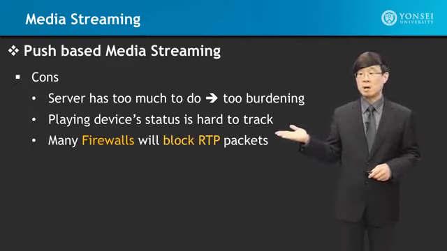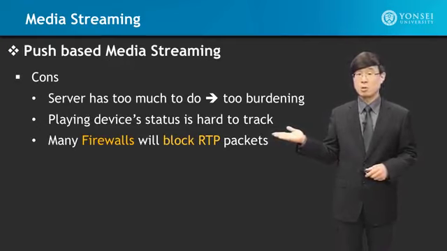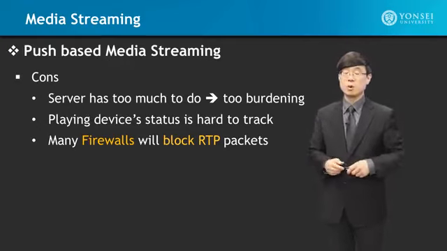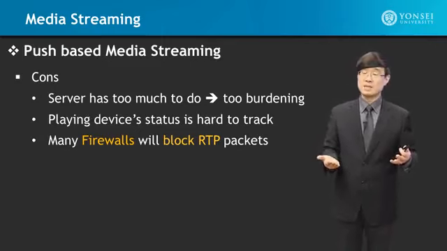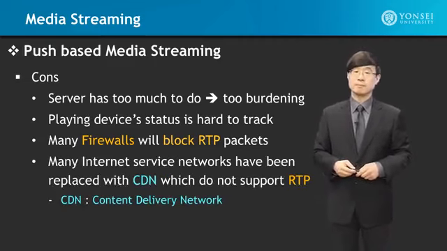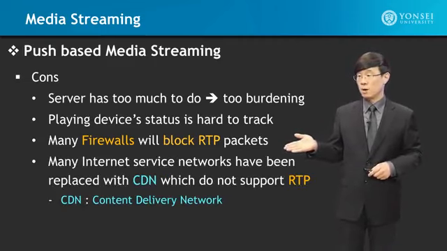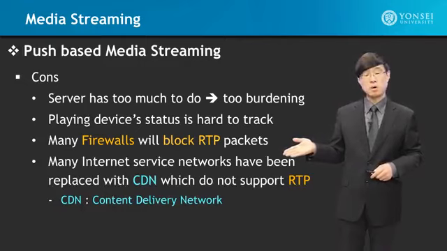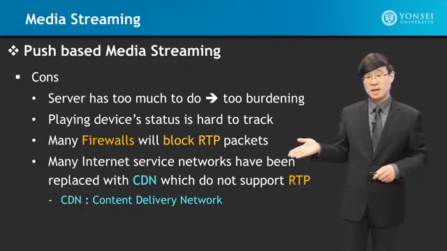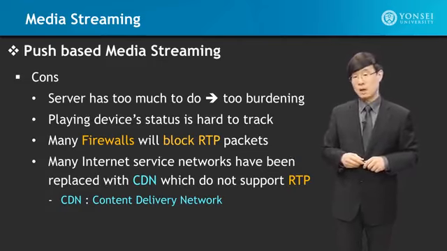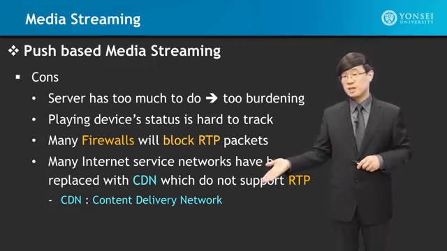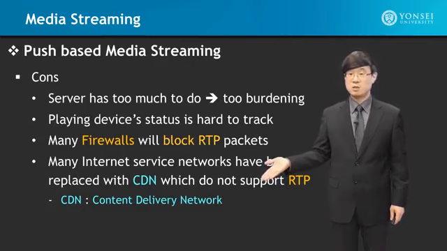Many firewalls will block RTP packets because they don't know if the packets that are being sent to the mobile device are based on a mobile device's request or if this is some type of security attack. Many internet service networks that have been replaced with CDN do not support RTP. This is because RTP is possibly dangerous and it could be used in network attacks. We need to study about CDN, as you've seen that content delivery networks are one of the core technologies that are used in video streaming services. So we will in the next module.